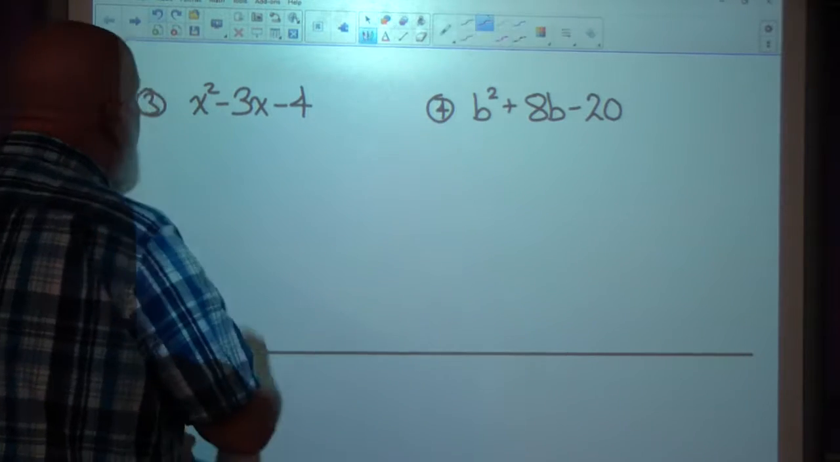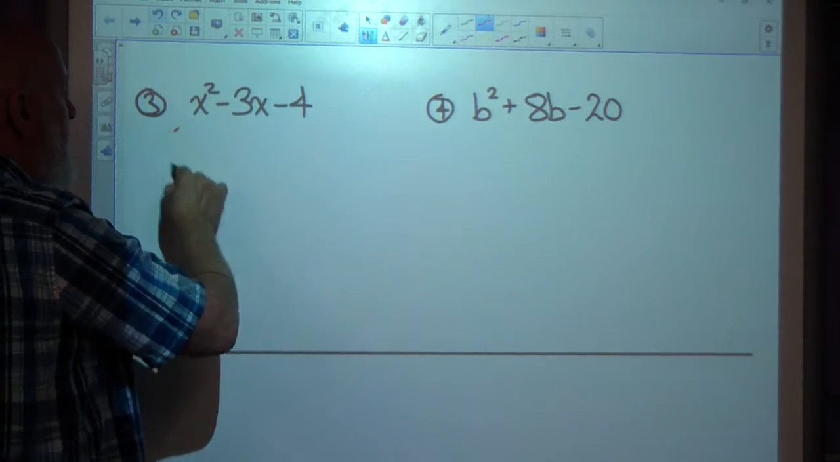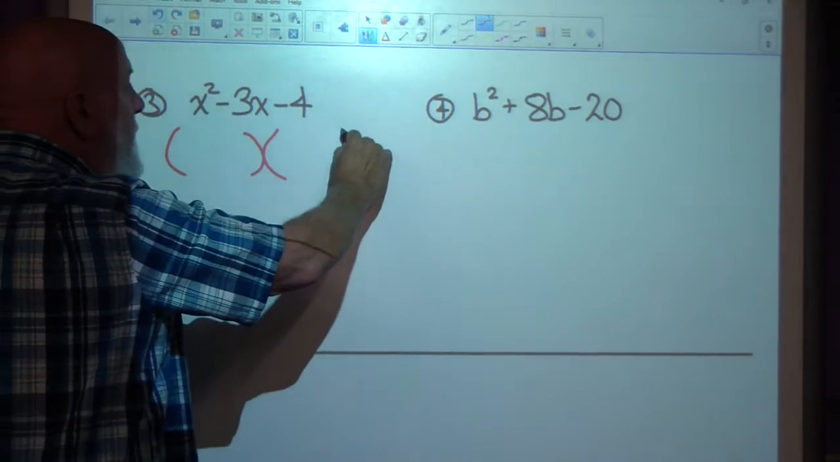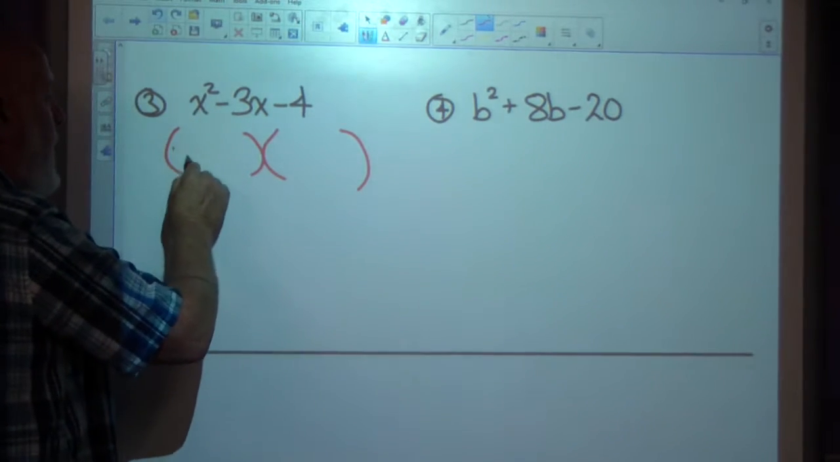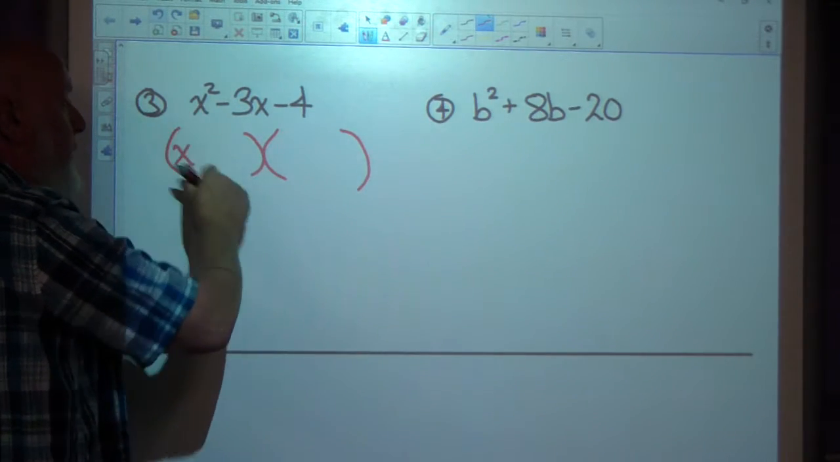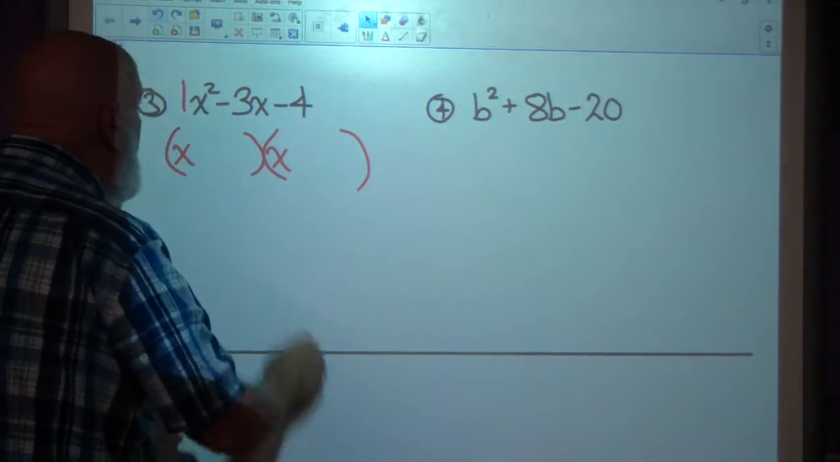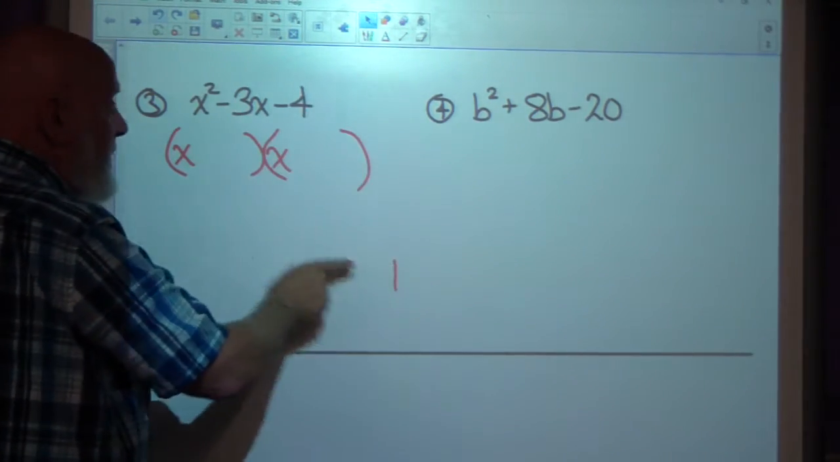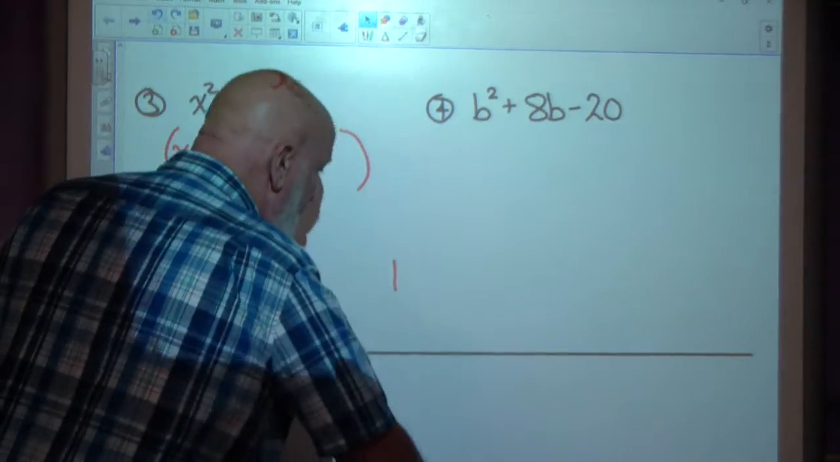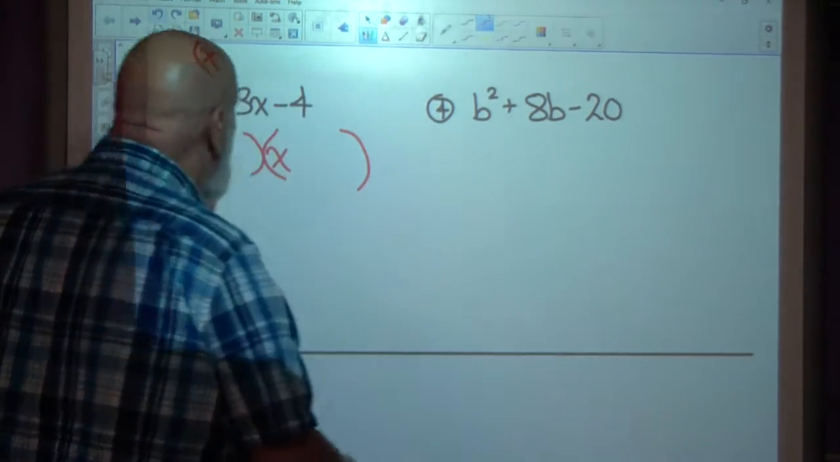I'm going to try to do the same thing. I've got a quadratic trinomial. I'm going to open up 2 sets of parentheses. Take the square root of this one and put it here and here because my leading coefficient is an implied or an invisible 1. I can do that. We'll talk about what happens if it's not a 1 later. But all of ours today will be 1s.